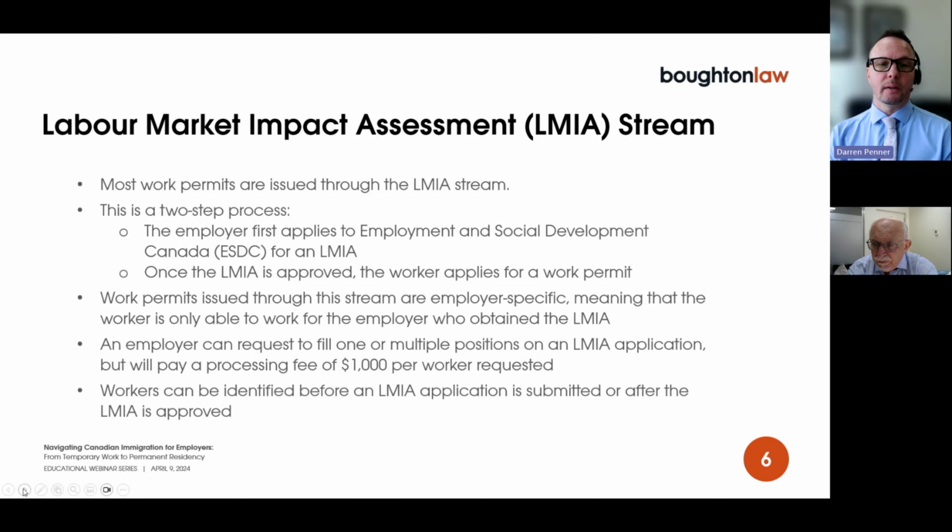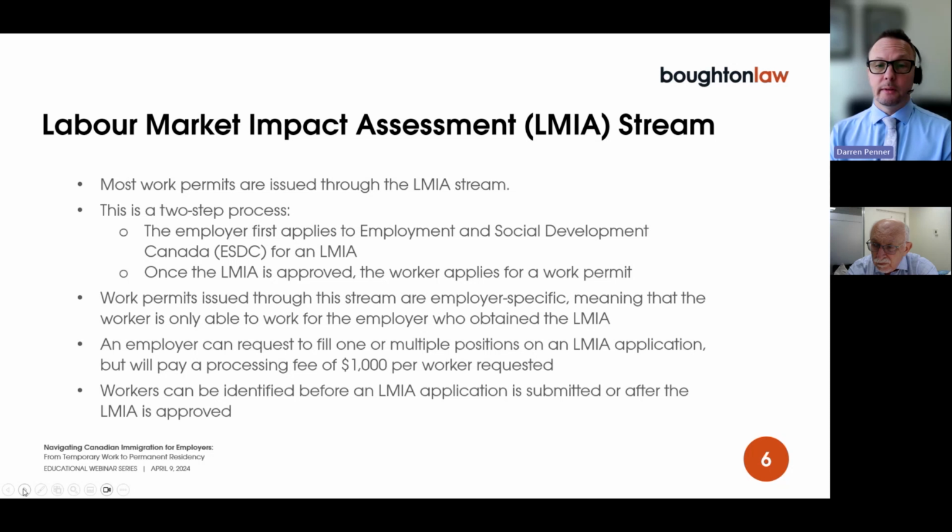That part of the process doesn't really include the foreign worker very much. Oftentimes you'll supply the foreign worker's name and that's about it. It's very much an employer-specific or an employer-centric application. They're going to be looking at the employer. Once the LMIA is approved, then the worker can use that LMIA and apply for a work permit in step 2.